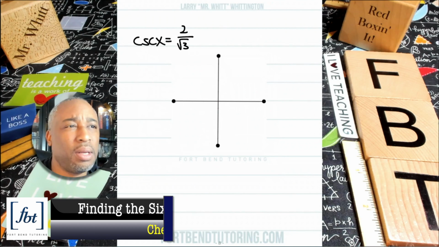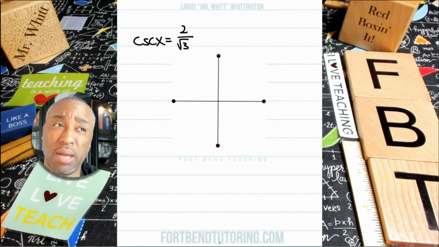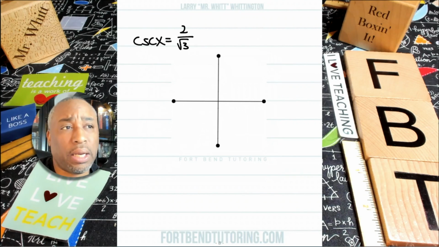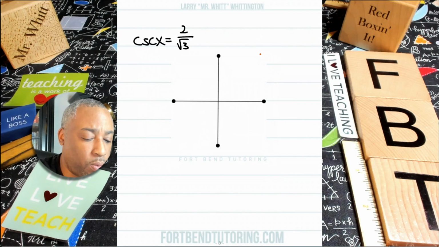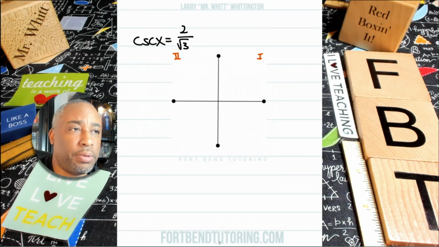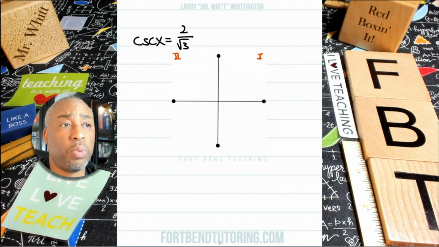All right, well, cosecant is the reciprocal of sine. It's associated with the y value. Our y values are positive in the first and second quadrant, so let's go ahead and make a note of that. We have the first quadrant here and the second quadrant here. Now we want to set up our triangles in the first and the second quadrant to represent these ratios.